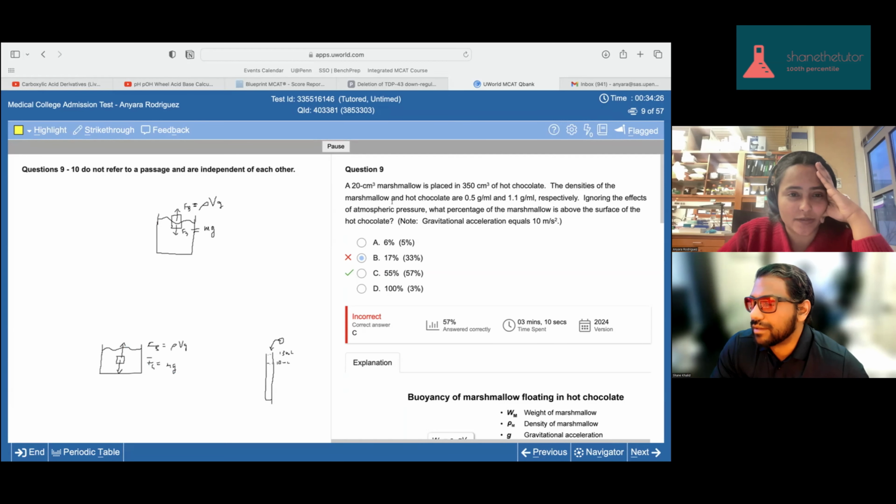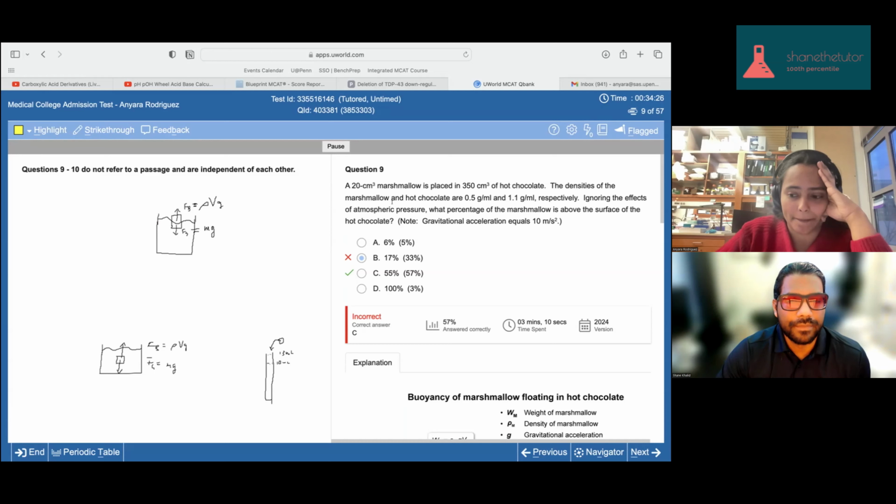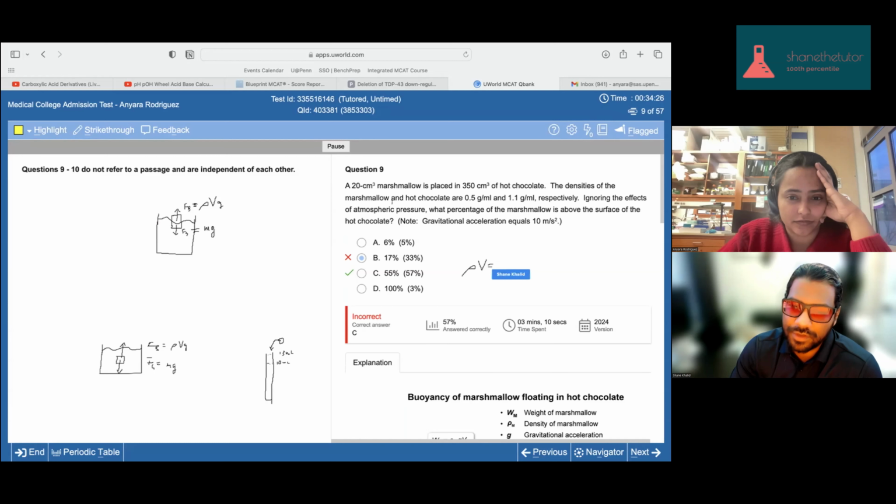So in this problem, we're going to have to find V to have that percentage. So what we can do is, rho, what would the unit for this be? Rho V, V being volume.